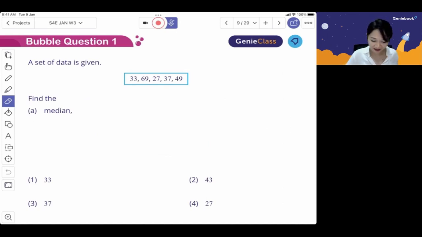It's like just yeah. Okay, so bubble question one. A set of data is given here. Now you need to find the median. You have 1 minute for this. Your time starts now.